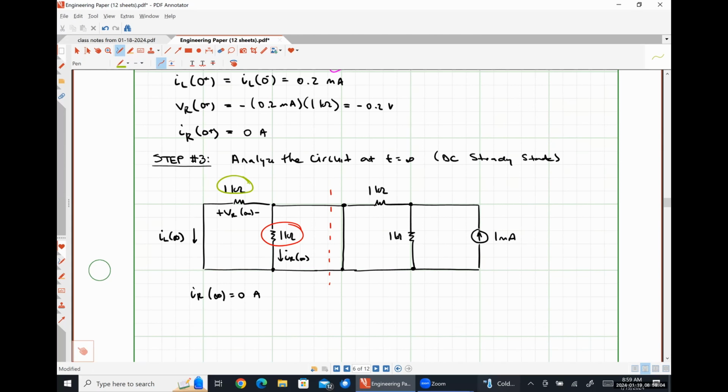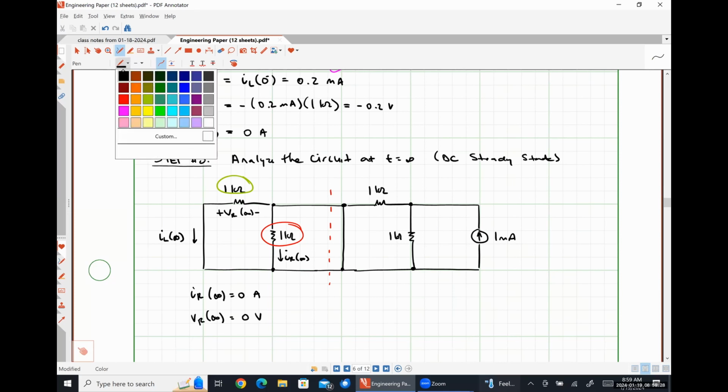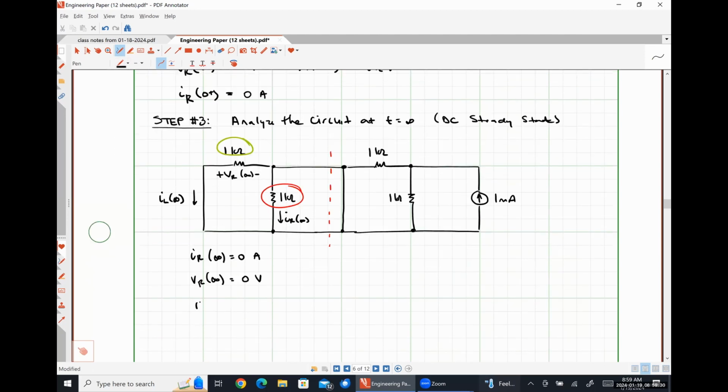The 1 kilo ohm resistor up here is also in parallel with that short circuit, which means the voltage drop across that resistor is 0. If the voltage drop across the 1 kilo ohm resistor I circled in green is 0, then the current flowing through that resistor is 0, and the current flowing through that resistor is the inductor current because that resistor is in series with the inductor. So IL at infinity is also 0 amps.